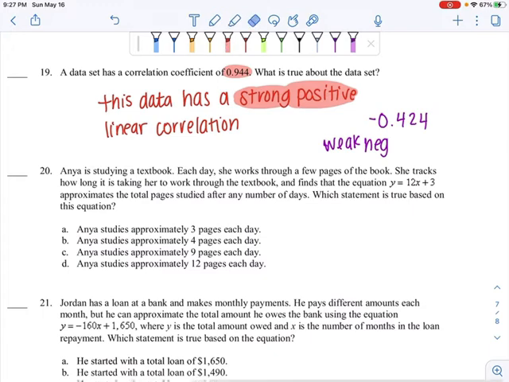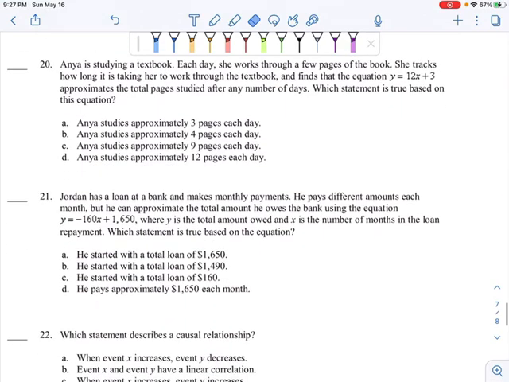For 20, Anaya is studying a textbook. Each day she works through a few pages of the book, and she tracks how long it's taking her to work through the textbook. And then she finds the equation y equals 12x plus 3 to approximate the total pages studied after any number of days. So which statement is true based on the equation?